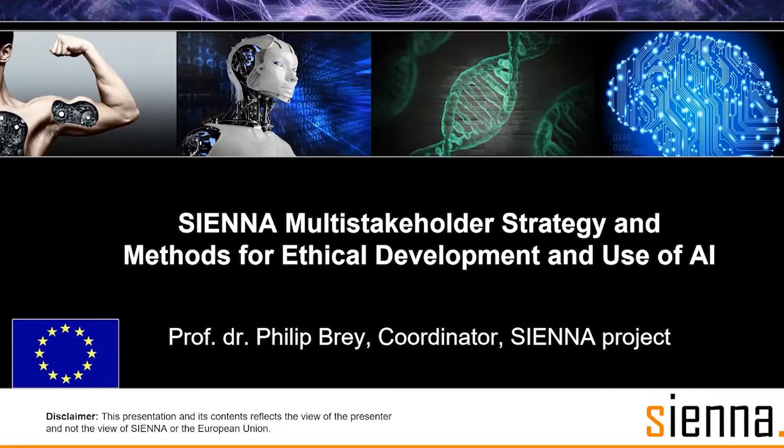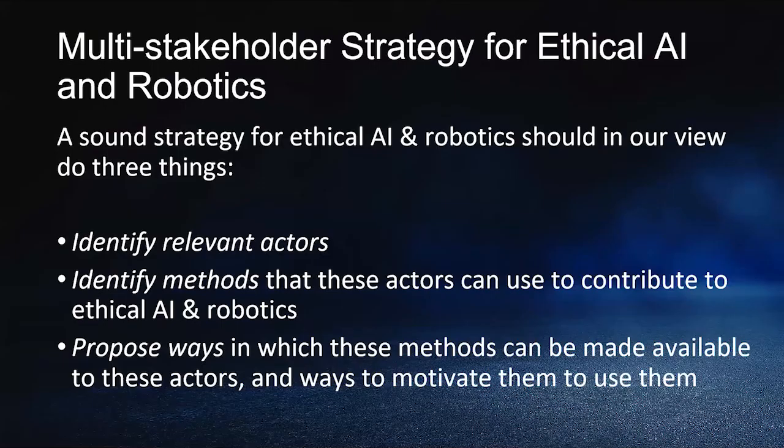Let's try to put them together into one comprehensive model, which we can then use to better assess and understand what needs to be done in order to have development, deployment, and use of AI in a way that incorporates ethical and human rights considerations. So it's a strategy for ethical AI and robotics, which in our view should incorporate three elements.